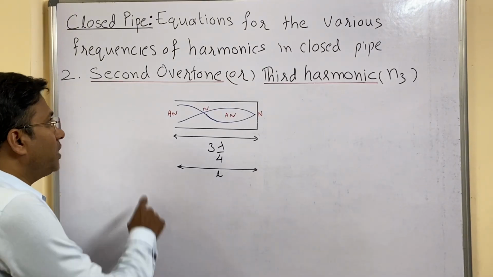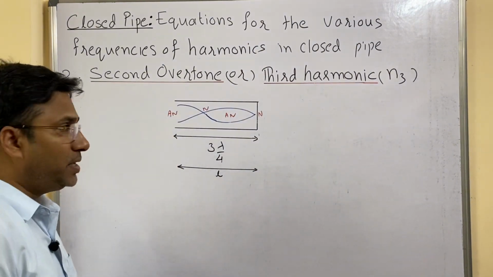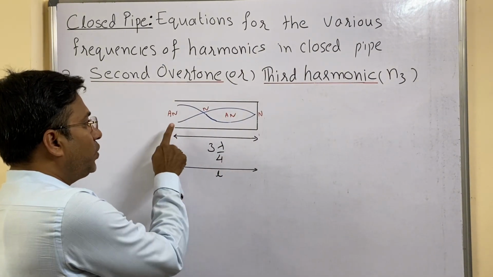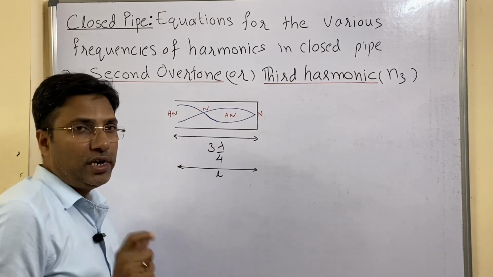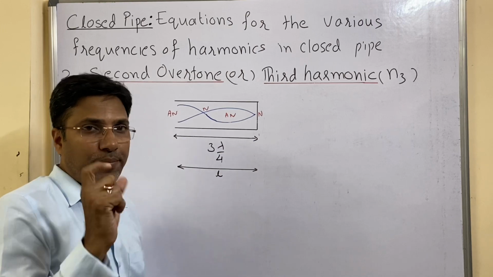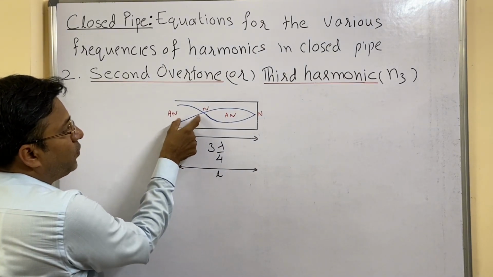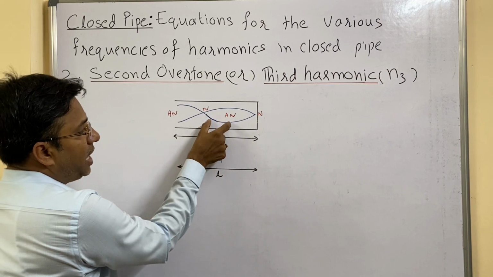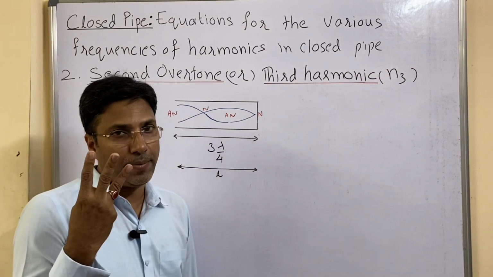The second part is known as second overtone or third harmonic. In this case, you have to remember this diagram. In this diagram, you can see here antinode, node, antinode, node. That means the distance between node and antinode is lambda by 4. So keeping that point in mind, here you can see 1 lambda by 4 from node to antinode, second lambda by 4 from antinode to node, third lambda by 4. That means total 3 lambda by 4 are there.